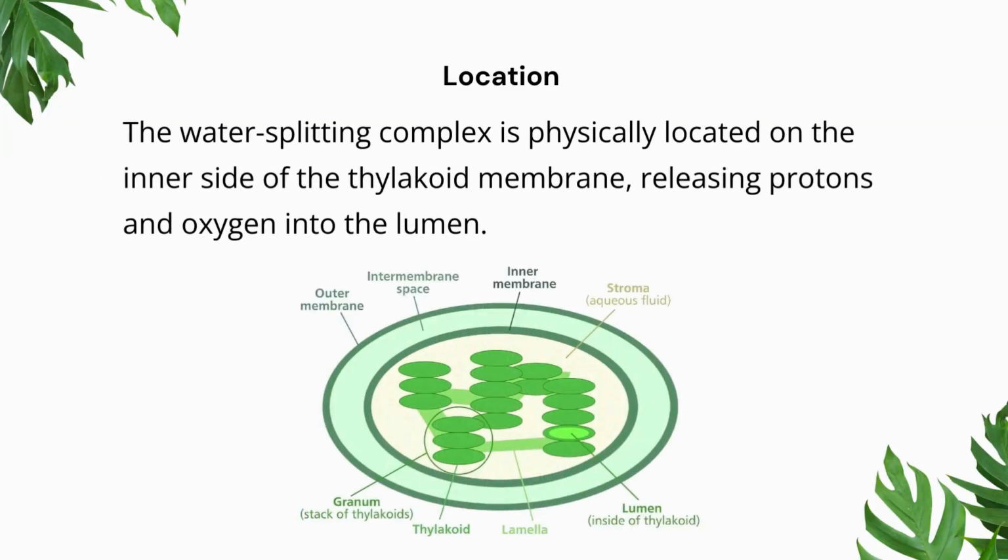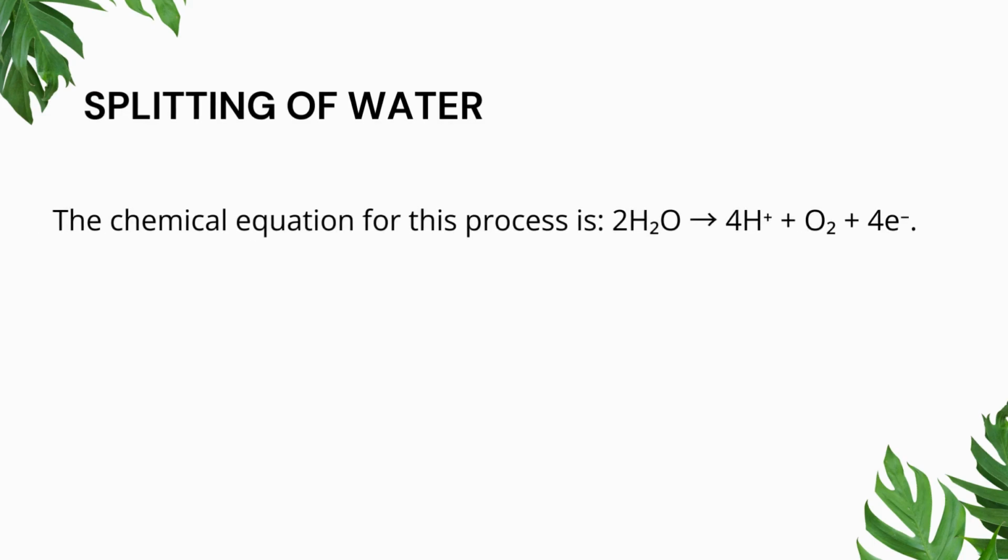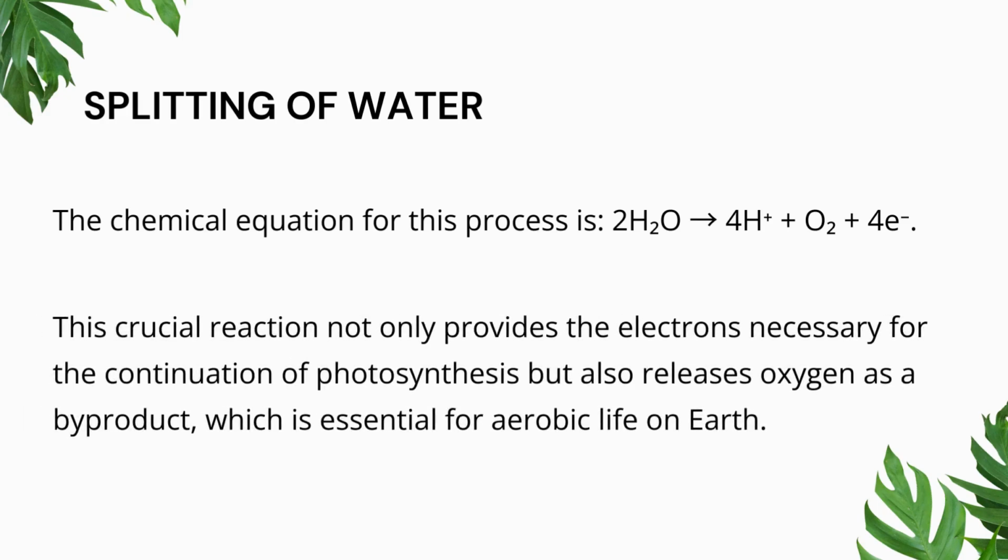The water splitting complex is physically located on the inner side of the thylakoid membrane, releasing protons and oxygen into the lumen. This crucial reaction not only provides the electrons necessary for the continuation of photosynthesis, but also releases oxygen as a byproduct, which is essential for aerobic life on Earth.